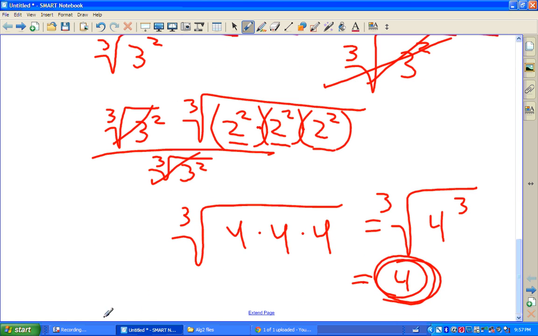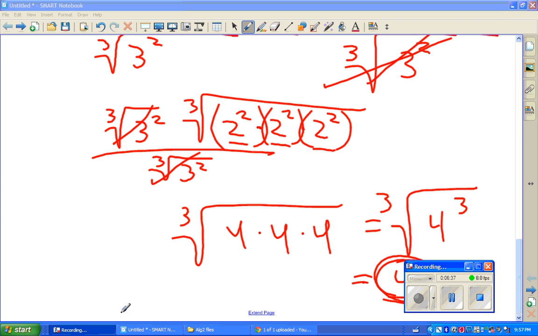I hope that helps. Our goal is to just have you be familiar with how these things go and how to simplify radicals and how to use the rules of radicals and exponents properly.